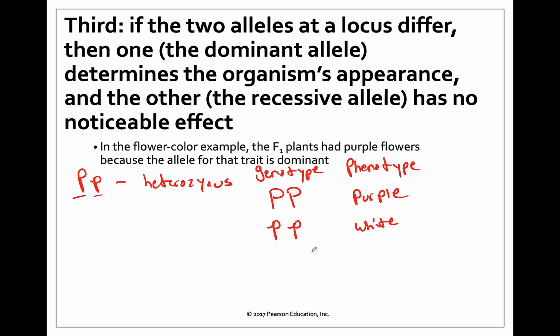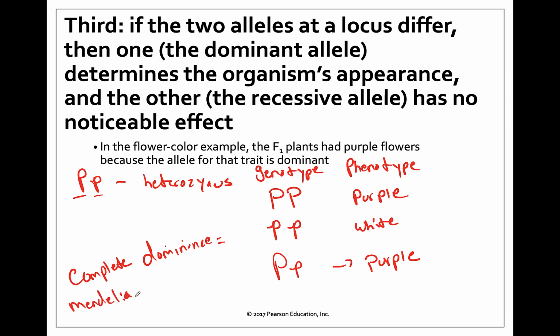So what this third conclusion says is that when an individual is big P, little p, meaning that it has one capital and one lowercase, one dominant, one recessive, it's actually going to have purple flowers. It's not going to have any white. It's not going to be diluted or mixed. The dominant purple trait completely covers up the recessive white trait. And so this is called complete dominance, or sometimes we equate this to the term Mendelian genetics.